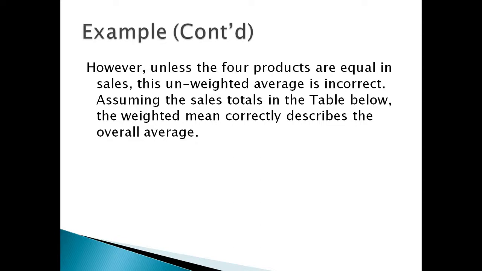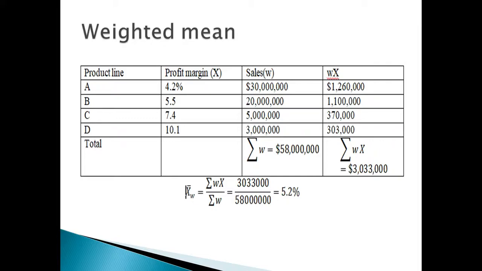Assuming the sales totals are in the table below, the weighted mean describes the overall average. Here they give the profit margin and sales, and you will see the sales are totally different, which is called the weight. We have product lines A, B, C, D, profit margins 4.2, 5.5, 7.4, 10.1, and sales of 30 million, 20 million, 5 million, 3 million. The summation of sales is equal to 58. To get the weighted x, we take profit margin times sales, sum them, and divide by the weights, which is equal to 5.2%.